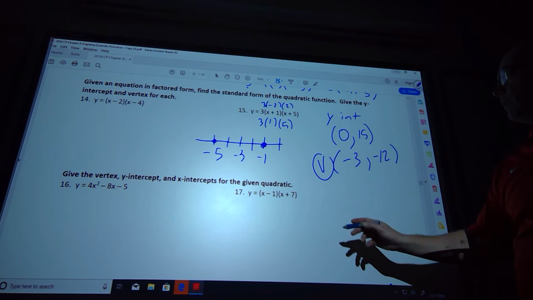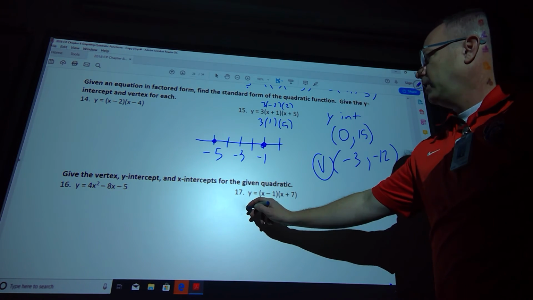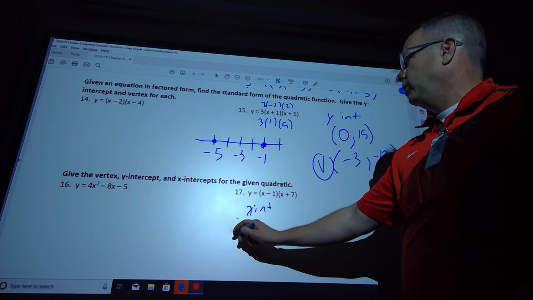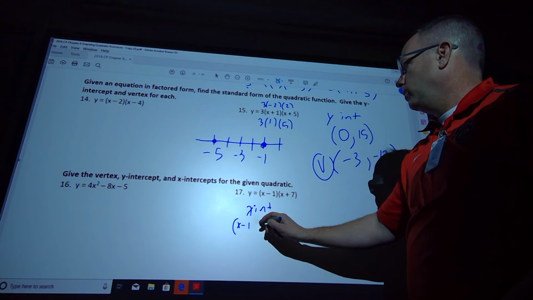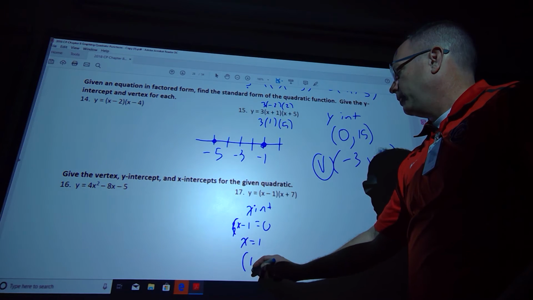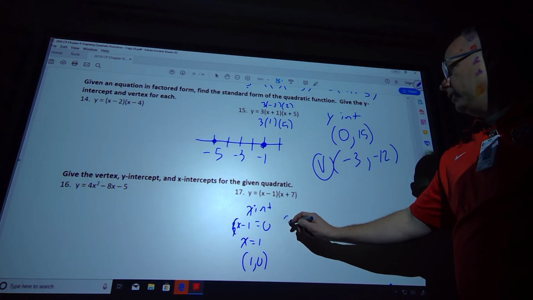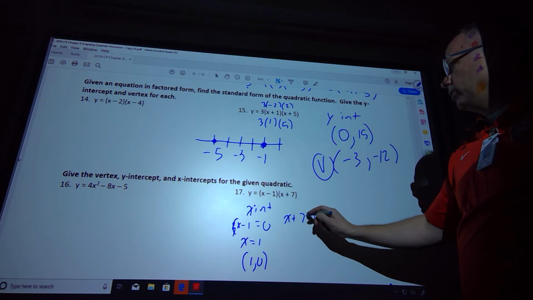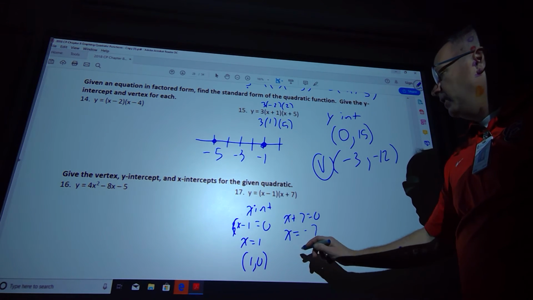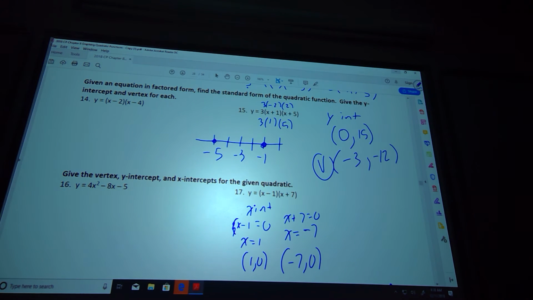Number 17, it says give the vertex, y-intercept, and x-intercepts. Let's take care of the x-intercepts first. So I'll set each of these equal to 0. So x equals 1. So 1 comma 0 is an x-intercept called a root. And then I'll take x plus 7, set that equal to 0. So subtract 7. And so then I get negative 7 comma 0 is another root. Okay, so those are my x-intercepts.